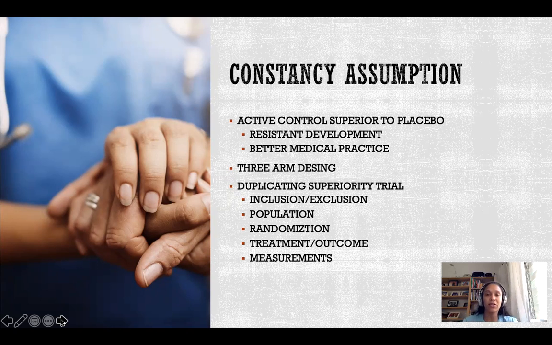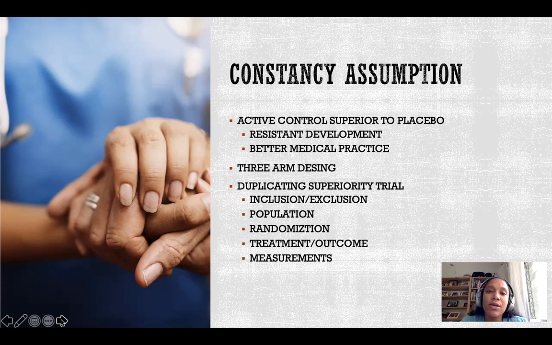So we have to make sure that when we're comparing the new intervention that we want to investigate with an active control, the constancy assumption is checked, meaning that the effectiveness of the control is still consistent over time. There is also a way to counter this, which is by including the placebo as a third arm of the study, but it's not always ethical, as I already explained.